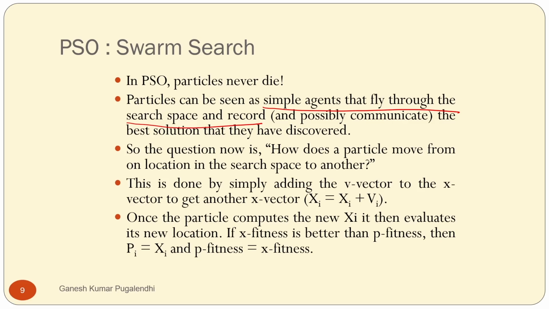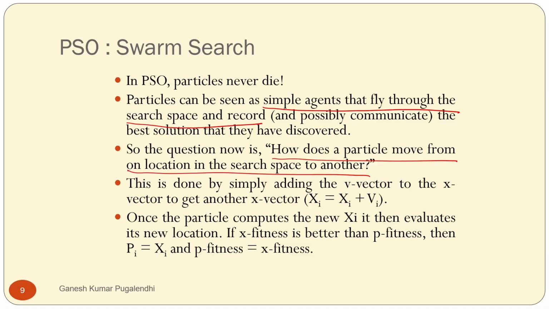So the question here is, how does a particle move from one location to another location? If it keeps on doing things like this, how can a particle from one position move to another location? That is the fundamental question. For this they provide the equation: xi equals xi plus vi. What is this i? Here this i varies. That means x(i+1) is equal to xi plus vi.